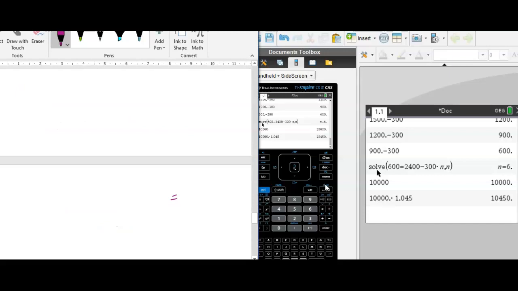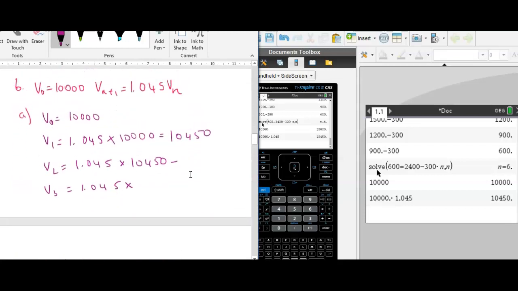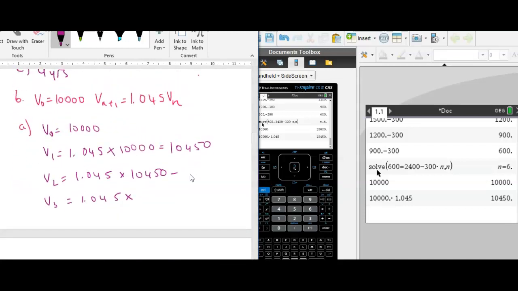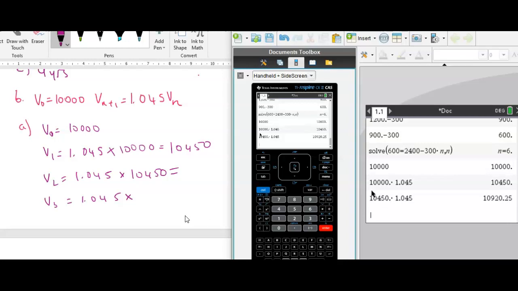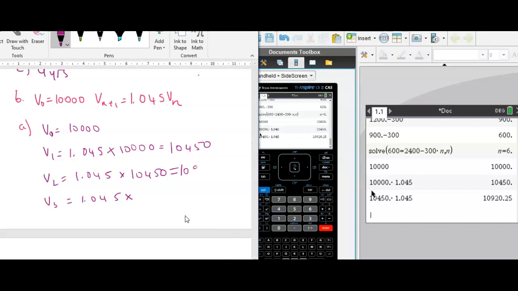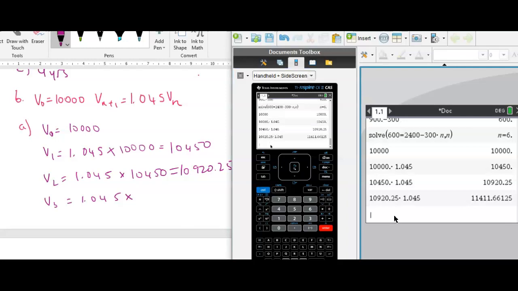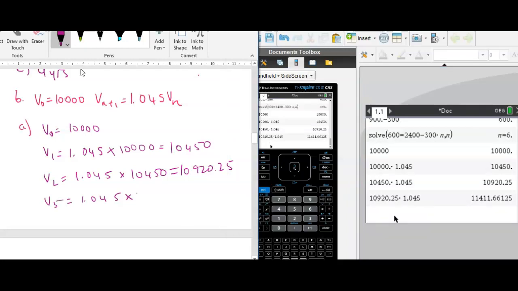So our next one on here. Okay, so 10,920.25, and then press enter again. So just for V3, 10,920.25, and that's 11,411.66. So we're dealing with money, girls, so we just do 2 decimal places.